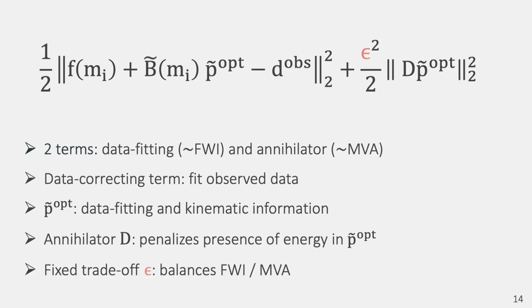Finally, our hyperparameter epsilon is responsible for balancing the two terms of our objective function. It is chosen and kept fixed throughout the inversion process. Low epsilon values will make FWIME listen more to the MVA term. And for high epsilon values, FWIME becomes FWI.